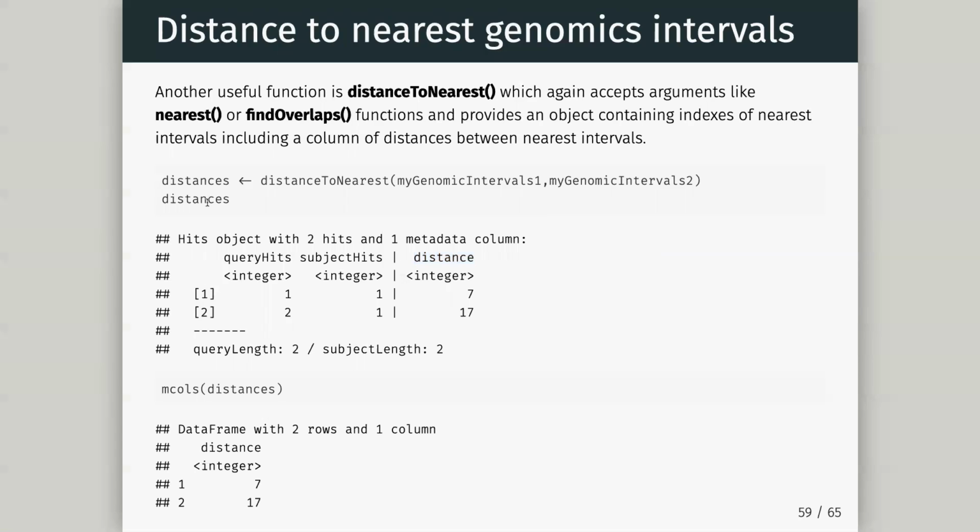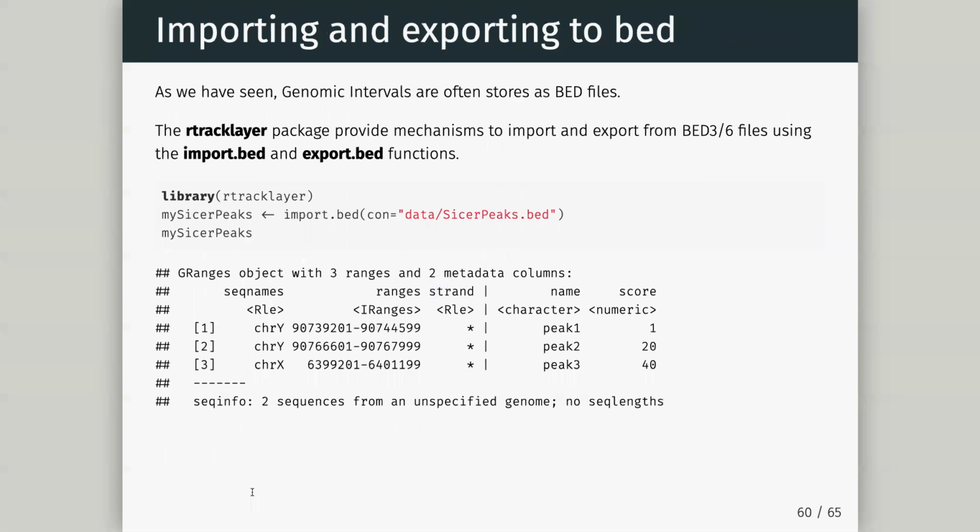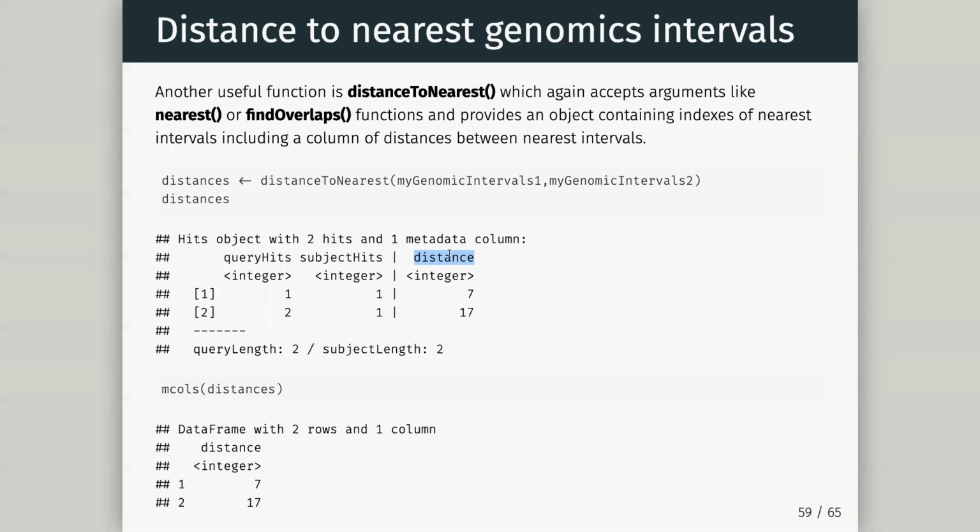So if we run this, we get another Hits object, except this Hits object contains a metadata column. So we have two hits and one metadata column. If I want to get access to that, I can either use mcols on my distances returned object here, and it will extract those distances. I could also, this being a metadata column, just do $distance, and it will extract those distances. We can access anything in the metadata columns by using the $.